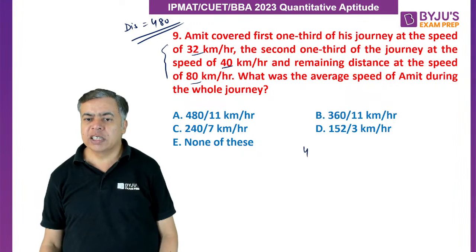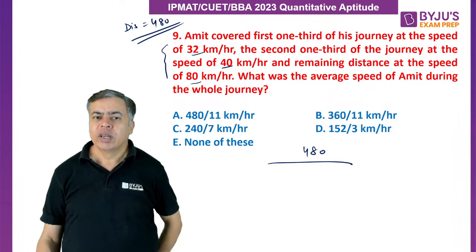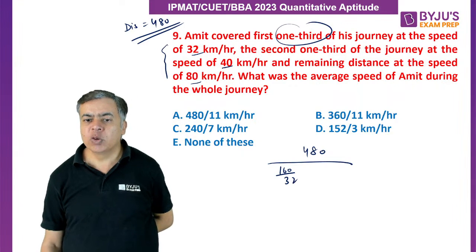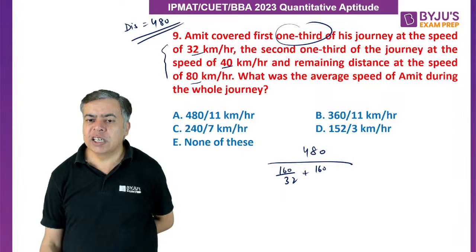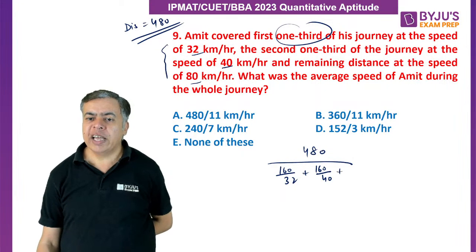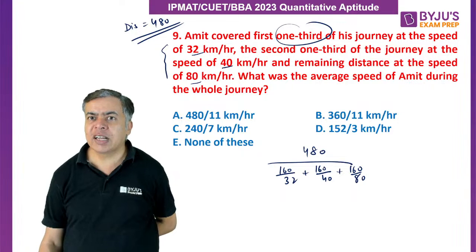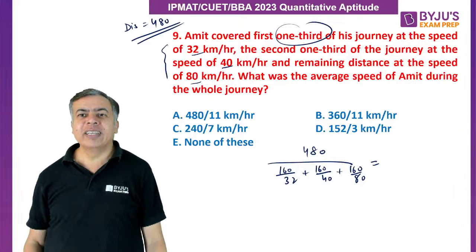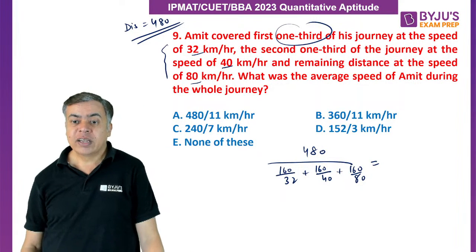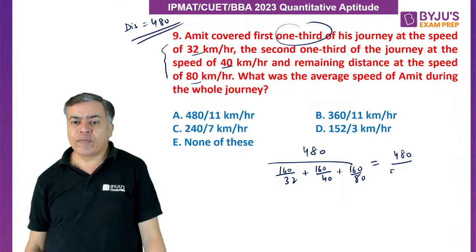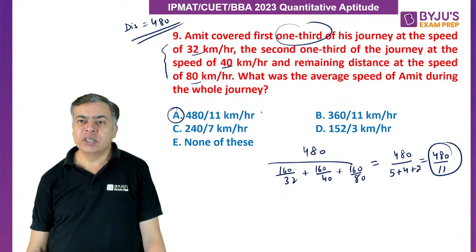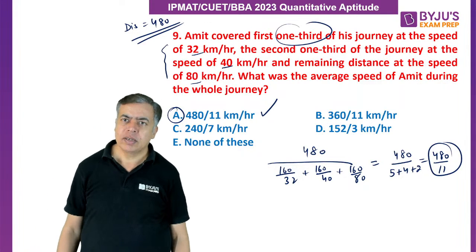Let's say total distance is 480. Now the time. Time in the first 1/3, that is in 160, speed was 32. This is the time. Next 160, speed was 40. This is the time. Next 160, the speed was 80. This is the time. Because 160 is the LCM of these three, you can divide exactly and get exact figures, right? Integer figures. So it will be 5 plus 4 plus 2. So it is 480 by 11. That should be the answer. A option should be the correct answer.